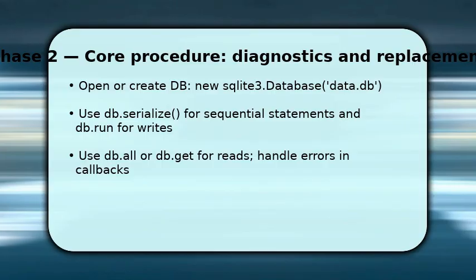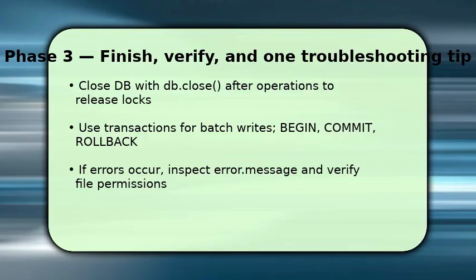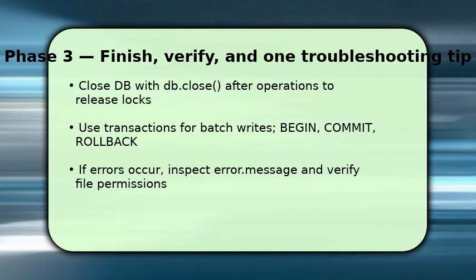To finish, wrap write sequences in a transaction for atomicity: db.run('BEGIN'), perform db.run statements, then db.run('COMMIT'). Always call db.close when work is complete to release locks and file handles. If you need concurrency, prefer WAL journal mode. PRAGMA journal_mode = WAL improves reads.